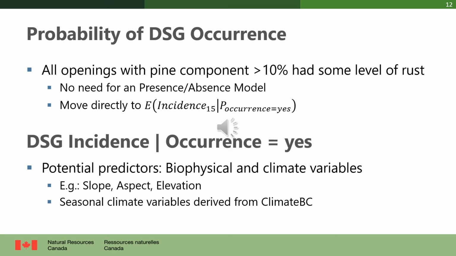But since we didn't need to develop one for the Mackenzie TSA, we can move directly to the part of the model that predicts the expected incidence of Western gall rust, given that it occurs. As previously mentioned, we looked at biophysical variables as well as seasonal climate variables as potential predictor variables of rust incidence at age 15. The climate variables for each opening were obtained from Climate BC.